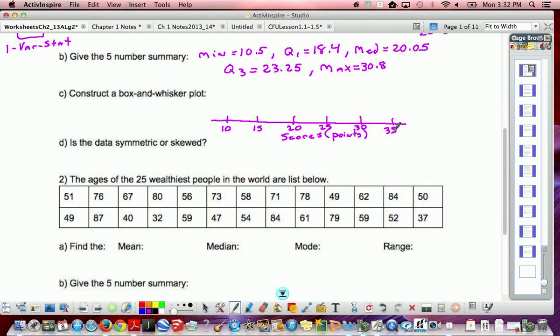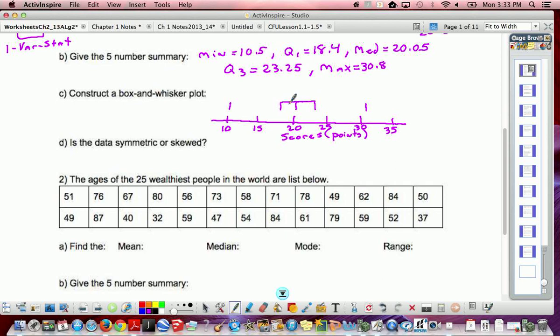So depending on where you want to start, I tend to start with a min and max. So here I'm at 10.5 roughly, and then 30.8. Draw two lines. I also draw lines for my Q1 at 18.4, so draw that, estimate where that is. And then my median was at about 20, just a little bit more than 20. And my Q3 was 23.25.